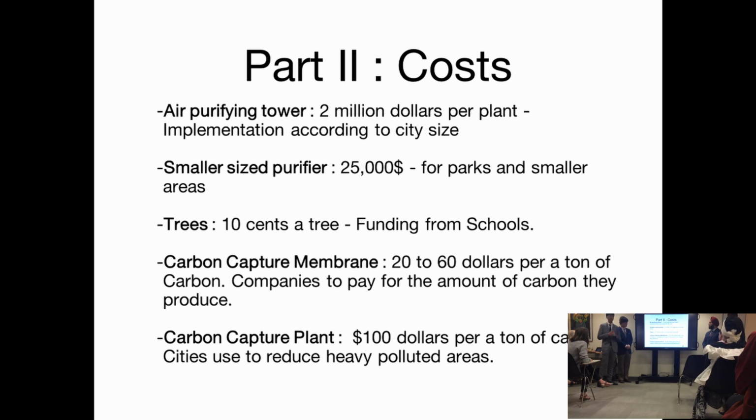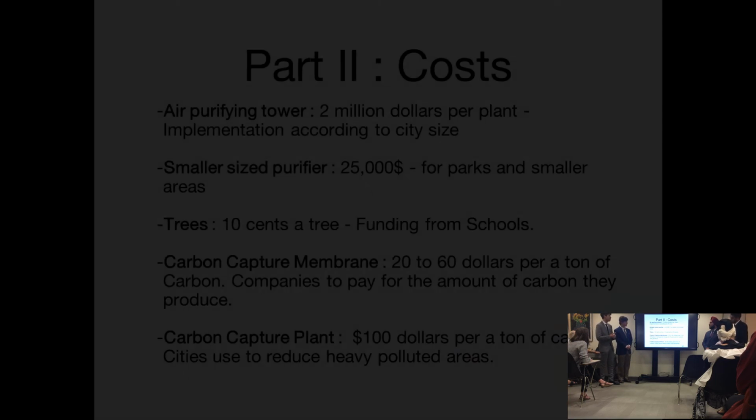4, carbon capture membranes. These are $20 to $60 per ton of carbon produced, and the way we plan to implement this is actually to have the companies pay for the membranes themselves from the amount of carbon they create. So if they create 1 ton of carbon, then they would have to purchase 1 membrane, which will capture a ton of carbon with pollutants in the air. And finally, carbon capture plants. These will be government-owned plants, and the government can implement them on however much green air they want to filter out in their cities.